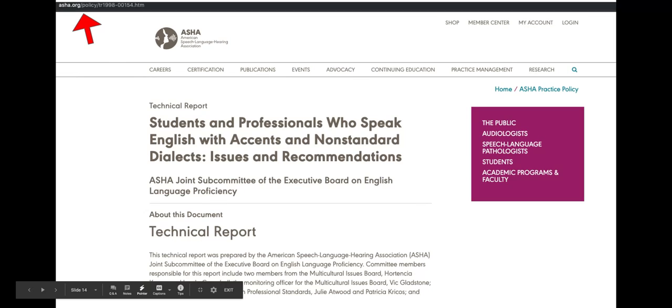Also, students and professionals who speak English with accents and non-standard dialects, issues and recommendations. This is a technical report by ASHA. I'm going to link this report in your document in Blackboard, and I would like for you to take a look at this report and see how programs were actually penalizing students for not speaking standard American English to the degree that ASHA actually had to make a report on it.